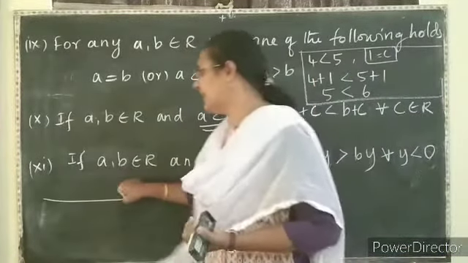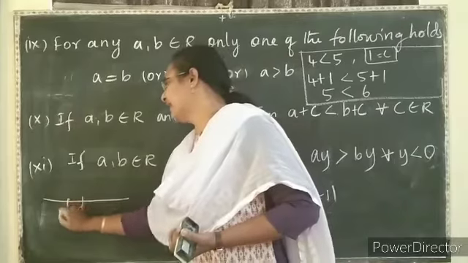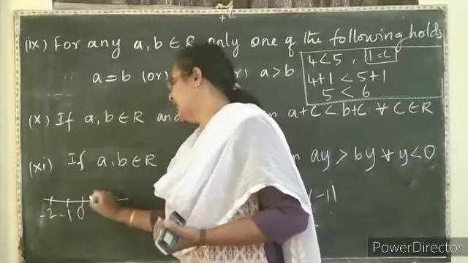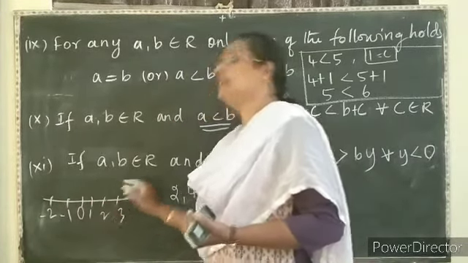Now look into this number line. 0 is here, minus 1, minus 2. So here 1, 2, 3 and it goes on.